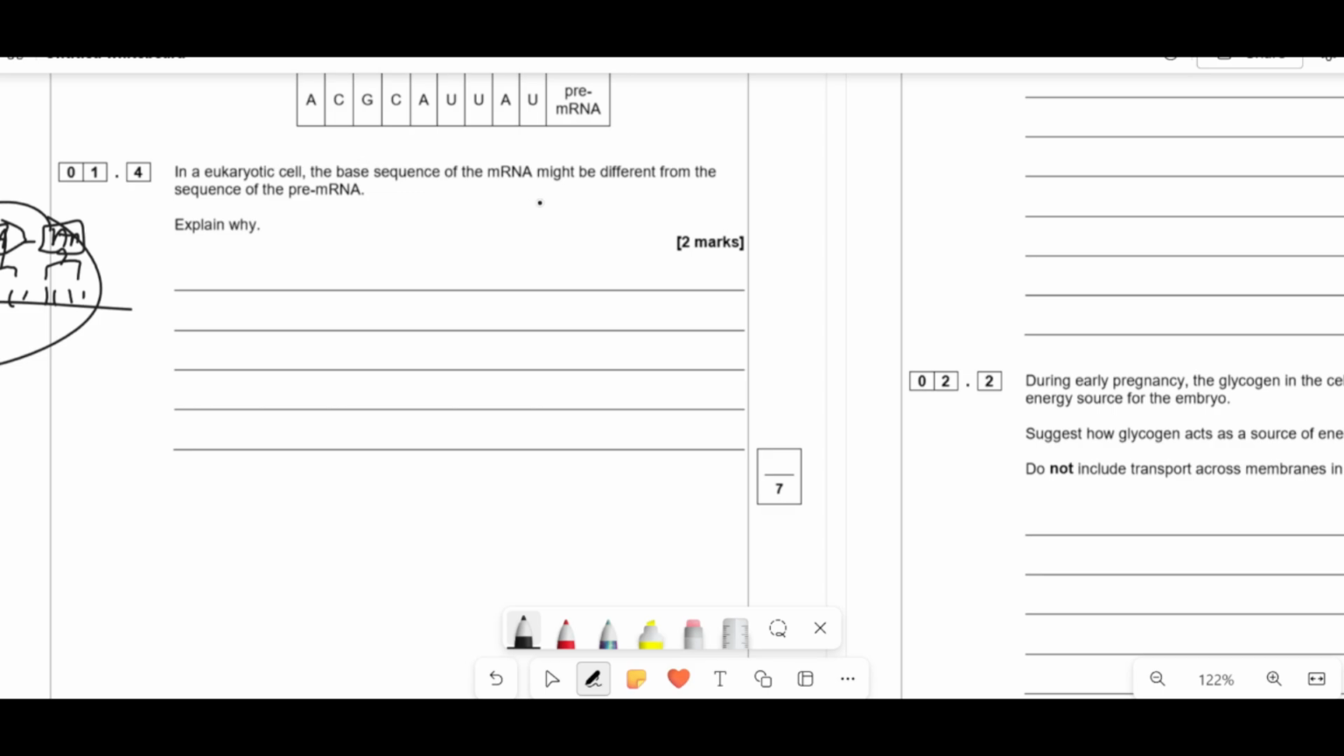Next it says in a eukaryotic cell, the base sequence of this mRNA might be different from the sequence of the pre-mRNA. Explain why. It's saying what is different between this versus this. The only difference is that the introns have been removed by splicing to make mRNA.